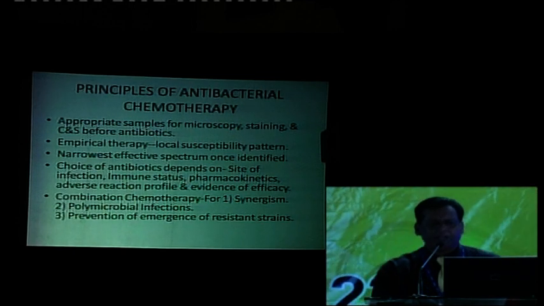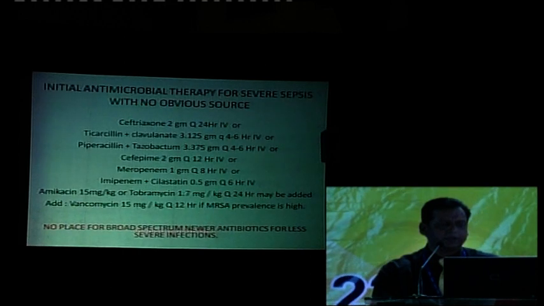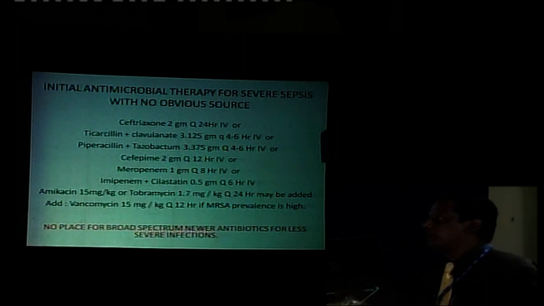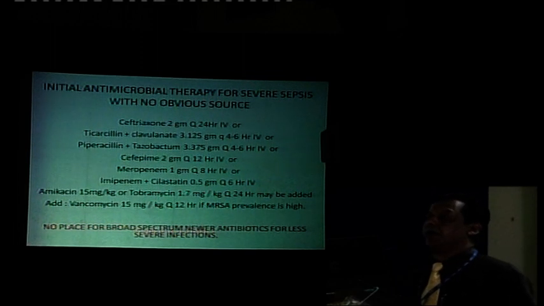We will not go into details of antibacterial chemotherapy. This is just a slide which says what should be your choice of antibiotics in a patient who has severe sepsis, not only sepsis, but severe sepsis with no obvious focus of infection known. You can start ceftriaxone 2 grams, ticarcillin clavulanate, piperacillin tazobactam, cefepime, meropenem, imipenem cilastatin, add amikacin, add vancomycin if MRSA prevalence is high. So this protocol is only for severe sepsis.